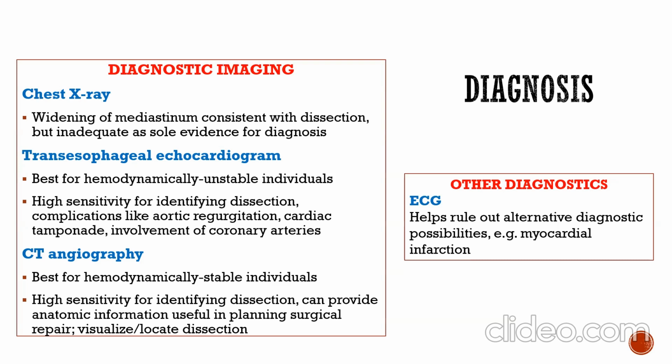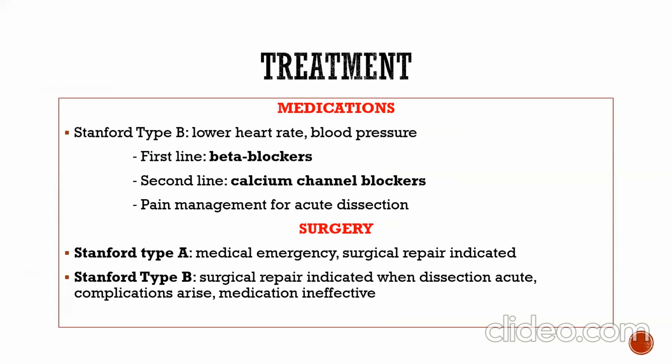CT angiography is best for hemodynamically stable individuals. It is highly sensitive for identifying dissection and can provide anatomic information useful in planning surgical repair, to visualize and locate the dissection. ECG helps rule out alternative diagnostic possibilities, for example, myocardial infarction.